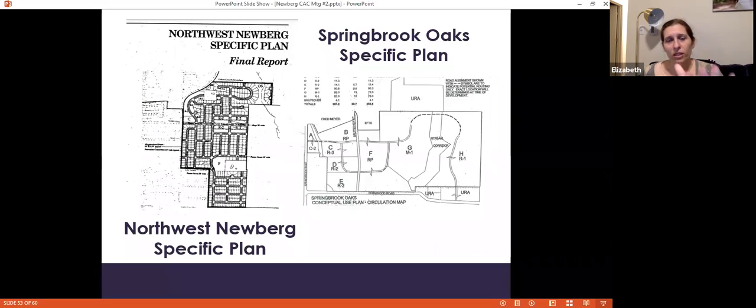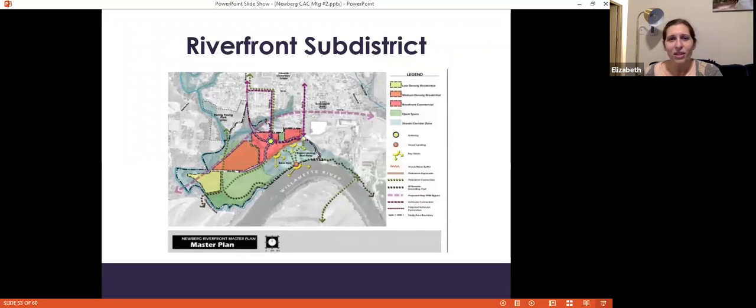Springbrook Oaks, which is to the south and east of Springbrook, and Northwest Newburgh specific plan, as the name says. And then the riverfront down in the south, right on the river. Those are the geographic areas, and because they have had some special planning for those districts, there is certainly a case to be made, from the state level and potentially at the local level, about whether middle housing is integrated into these areas that have already been planned in a slightly different way.